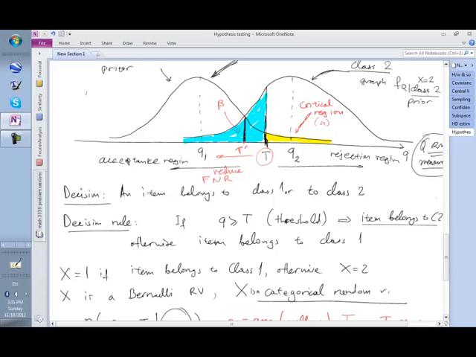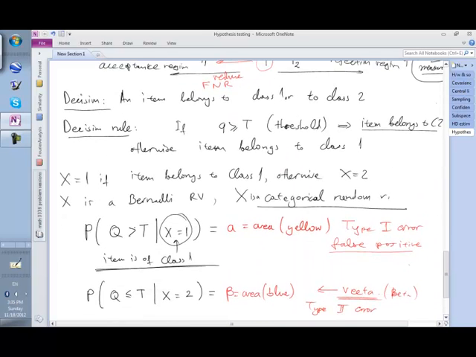If the cost of having significant false positive is very high, then you have to live with false negatives. If the cost of having false negatives is very high, then you have to live with false positives, and this is how, depending on what this cost is, you determine how you pick your threshold t.